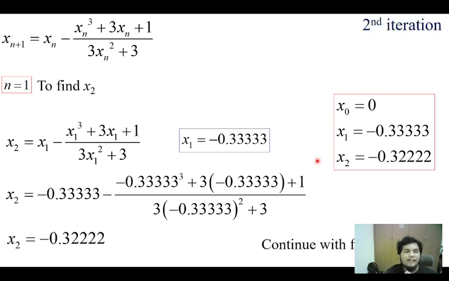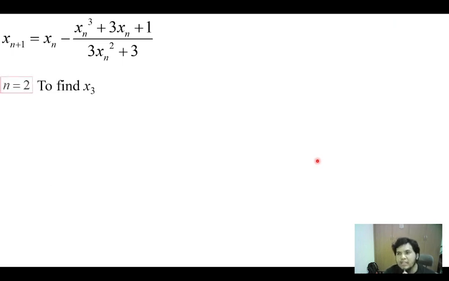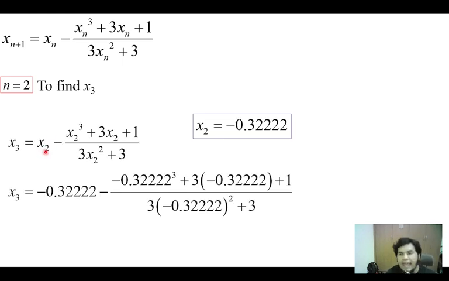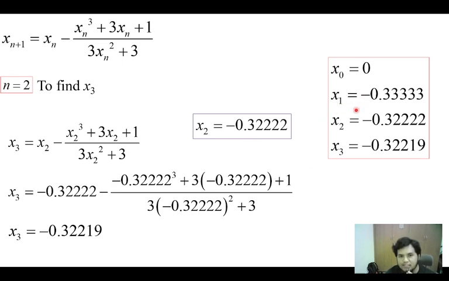For x3 we need to use n equal to 2. So by using x2 from the last iteration, put back the answer from the previous one, and we get the answer negative 0.32219. Compare the last two answers, they are different. We have to continue for x4 again.